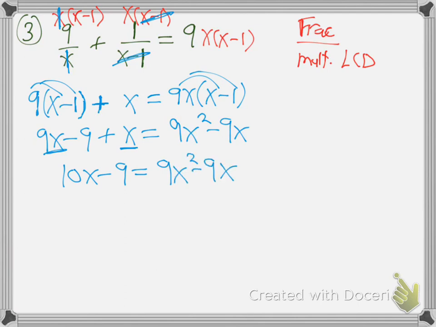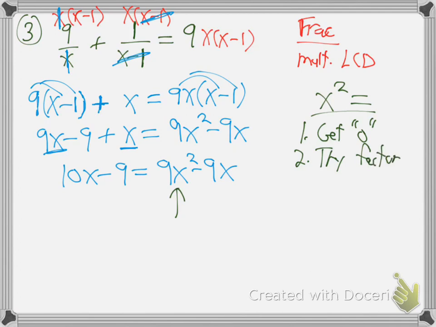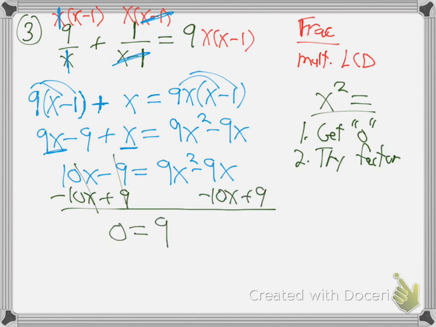So what should we do now? Well, remember, whenever x squared shows up with an equal sign, what do you do? Get a 0. You can try to factor, or you can just go right into the quadratic formula. So I'm going to get a 0, on the opposite side from x squared. So get rid of all this stuff. Whatever you do to one side, you have no choice but to do the same thing to the other. Gone, gone, 0. This is 9x squared minus 19x plus 9.